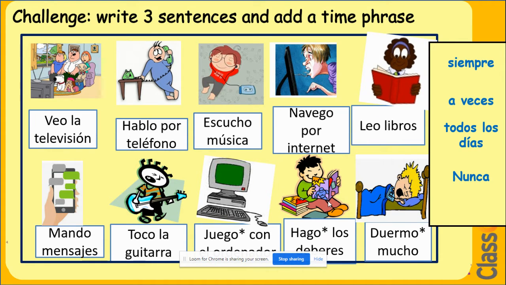I'm going to remind you of the meanings of those time phrases. So off you go. You've got them there in English. Siempre is always, a veces sometimes, todos los días every day, and nunca never. So to give you an example, I could say, siempre hablo por teléfono con mis amigas. Sin embargo, nunca mando mensajes. I want to ask you now to put this video on stop and try to write at least 3 sentences in your own time. Thank you.